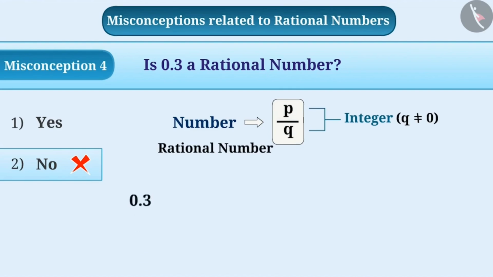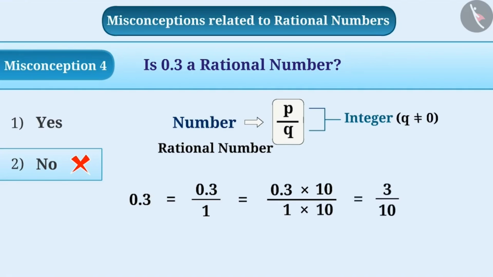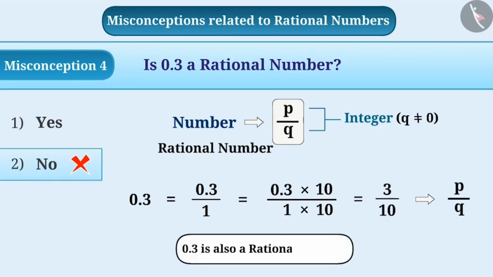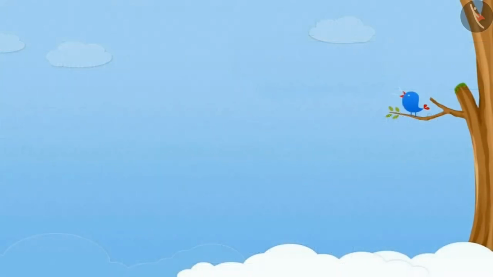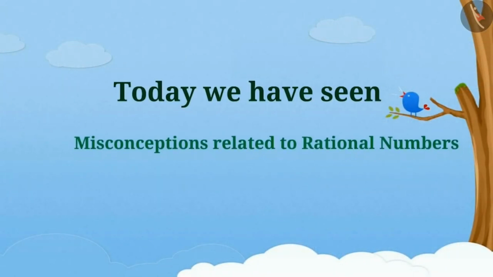Here, 0.3 is equal to 0.3 by 1, which is equal to 0.3 multiplied by 10 by 1 multiplied by 10, which is equal to 3 by 10. This means we can represent 0.3 as p by q and the denominator is not 0. Therefore, we can say that 0.3 is also a rational number. Clarification of these misconceptions must have strengthened your concept of rational numbers. So today, we have seen some misconceptions related to rational numbers.